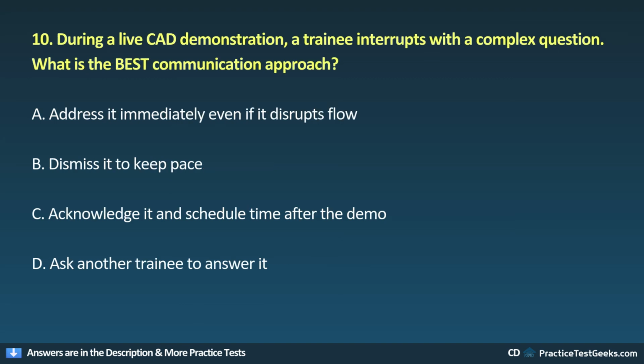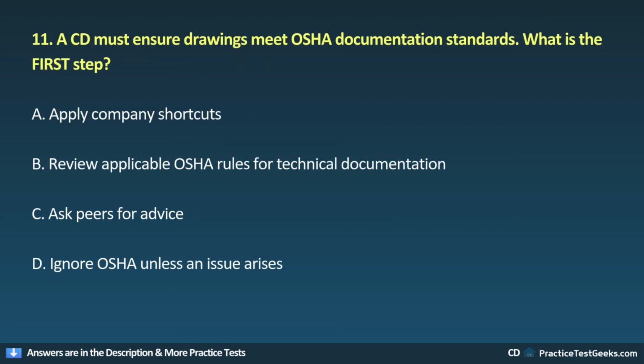10. During a live CAD demonstration, a trainee interrupts with a complex question. What is the best communication approach? A. Address it immediately, even if it disrupts flow. B. Dismiss it to keep pace. C. Acknowledge it and schedule time after the demo. D. Ask another trainee to answer it.